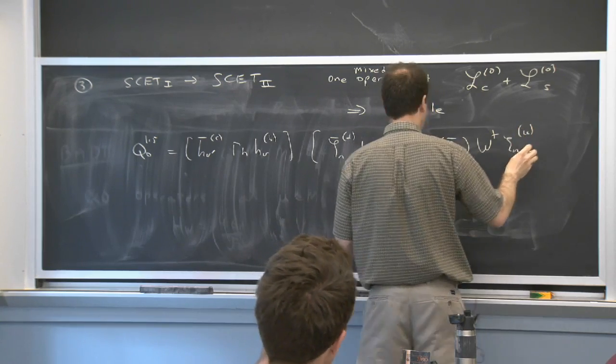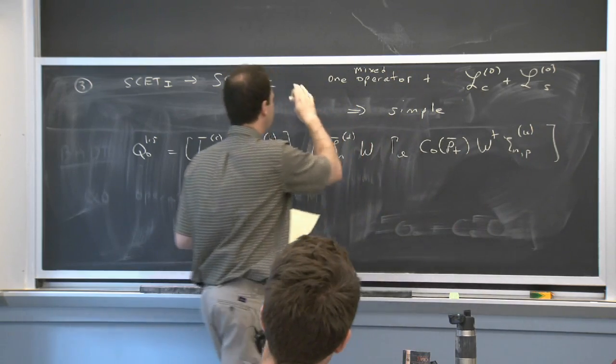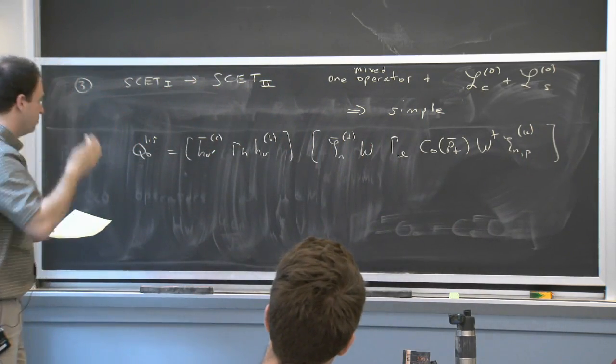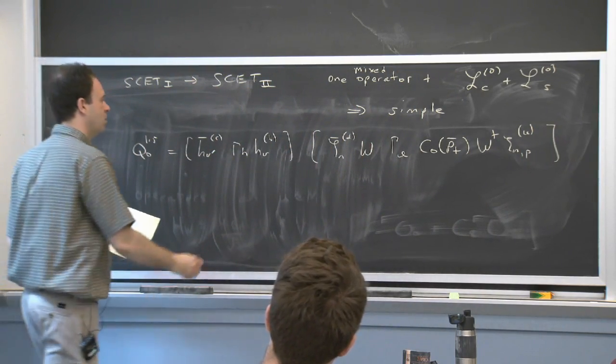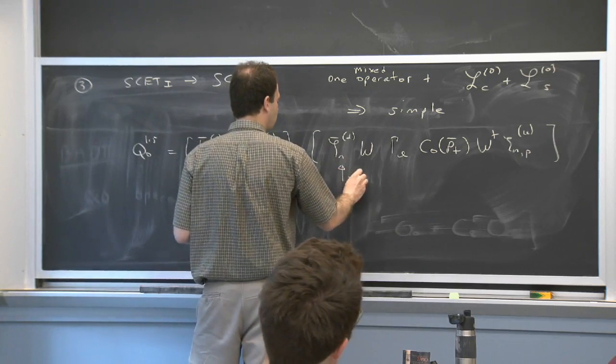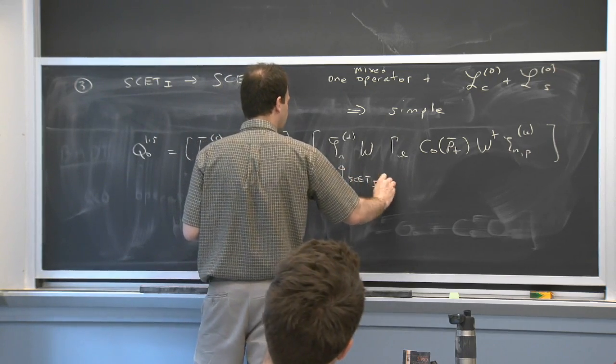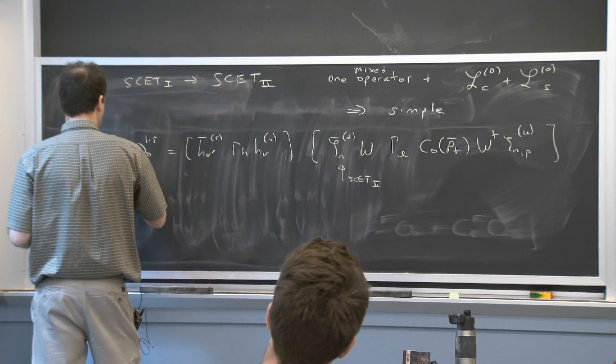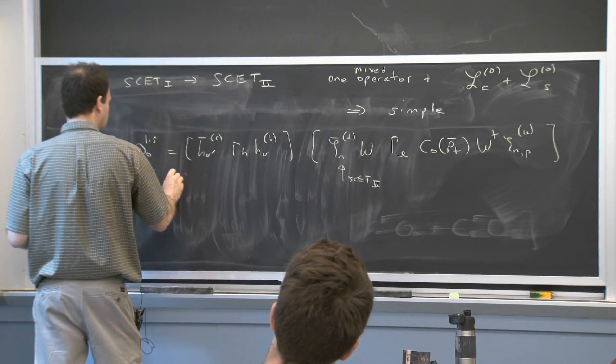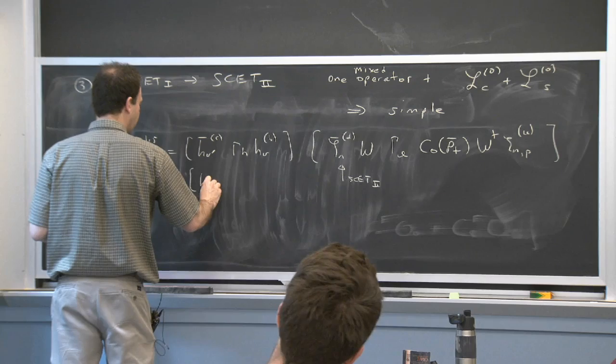So there's no Wilson coefficient that's generated by this step. There's no additional Wilson coefficient because of that fact. So these are SCET2 now. And similarly for the octet.